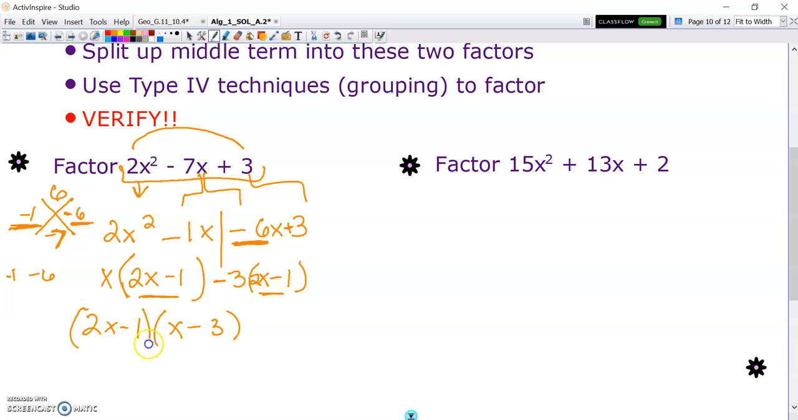Put this first term binomial there in parentheses. Now I highly suggest when you're doing this type 5 factoring that you go ahead and double check by multiplying your polynomials together just to make sure you got the middle. So we're going to go ahead and do that on this one. We have 2x times x, that's going to be 2x squared. And we have 2x times negative 3, that's negative 6x. We have negative 1 times x, that's negative 1x. And we have 2 times negative 3, that's going to be negative 6.